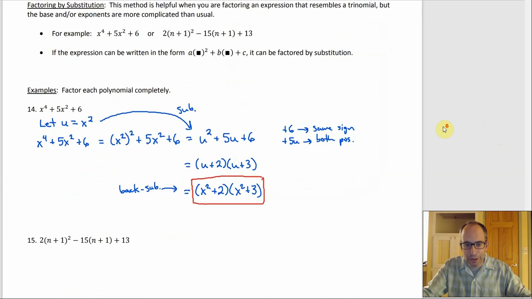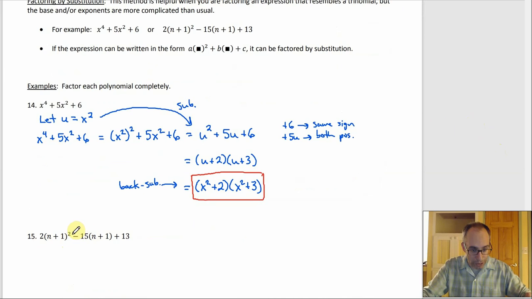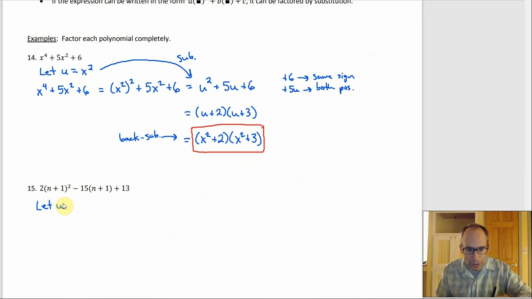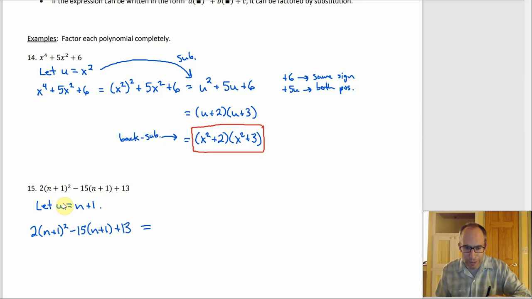Okay. Then the other one with the n plus 1s, you would do the same thing. If we had u be n plus 1, we can make that kind of substitution. So we'll just say let u equal n plus 1. Then what's going to happen is we're going to go from 2 times n plus 1 quantity squared minus 15 times n plus 1 plus 13. And if we do the sub, so that's going to happen right here, we're going to end up with 2u squared minus 15u plus 13.